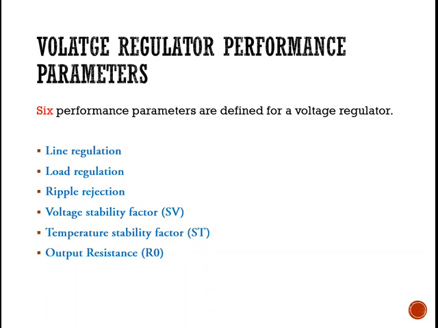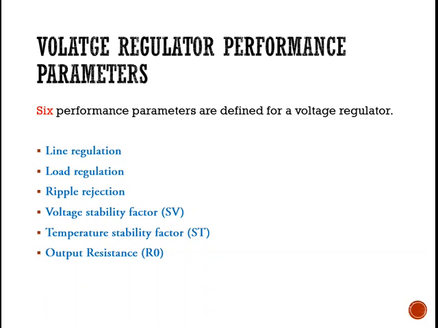So the performance parameters for a voltage regulator are line regulation, load regulation, ripple rejection, voltage stability factor, temperature stability factor, and output resistance. So we will have a look into each one.